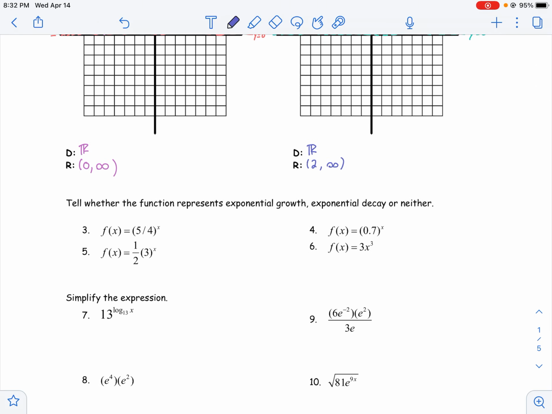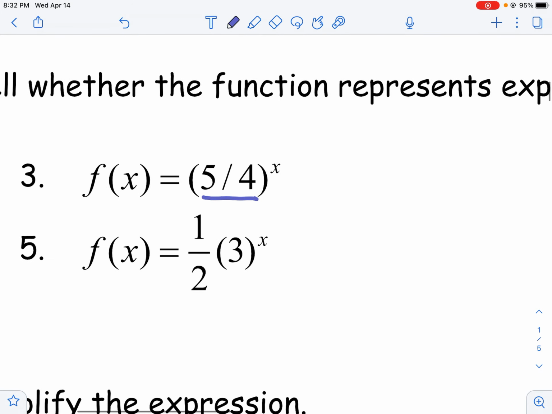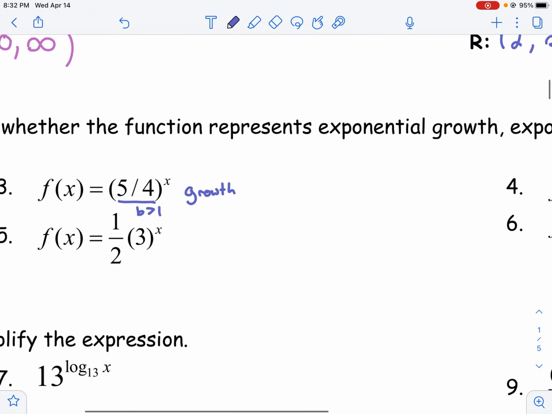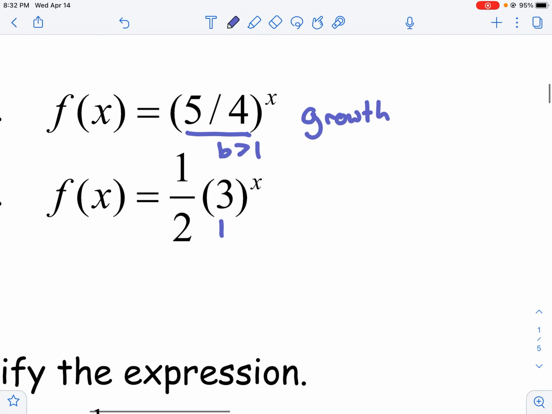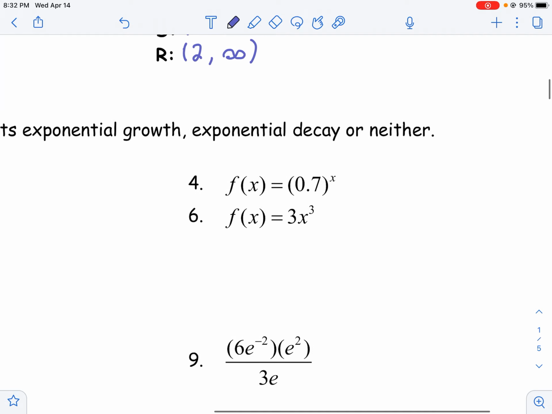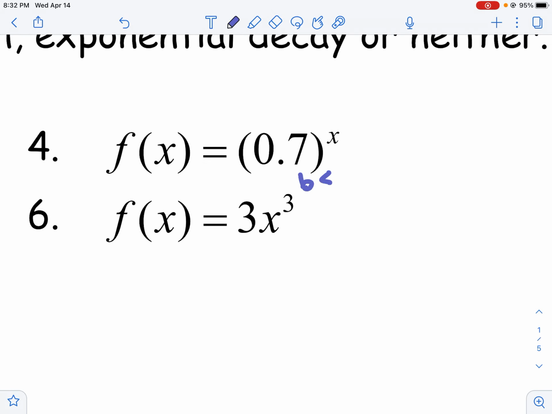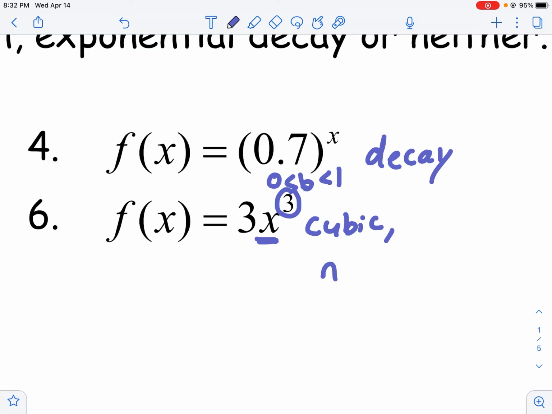All right, this next one says tell whether the function represents exponential growth, exponential decay, or neither. Here we have 5/4. 5 is bigger than 4, which means this is a b value that is greater than 1, which would tell us that this is, in fact, growth. For number 5, right below it, this is a b value that again is greater than 1, so we also have growth. For number 4, this is a b value that is less than 1, but that b value is also bigger than 0. So this is decay because we're less than 1. And then this last function right here, this is actually not exponential. This is a cubic function, so it's neither.